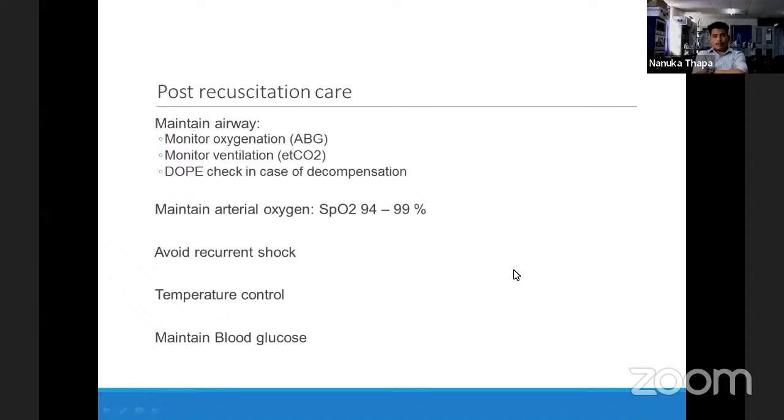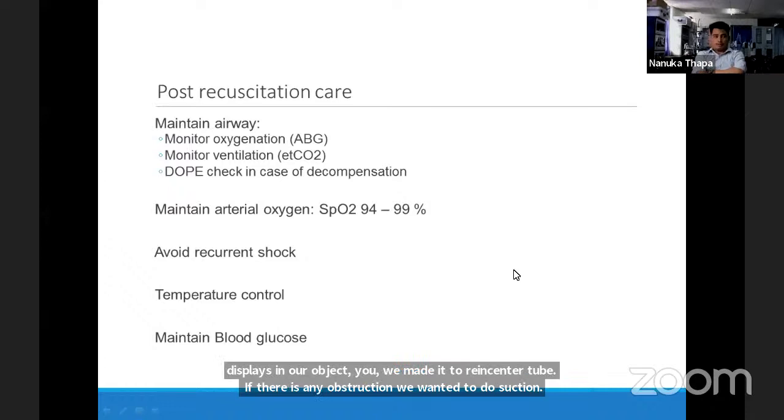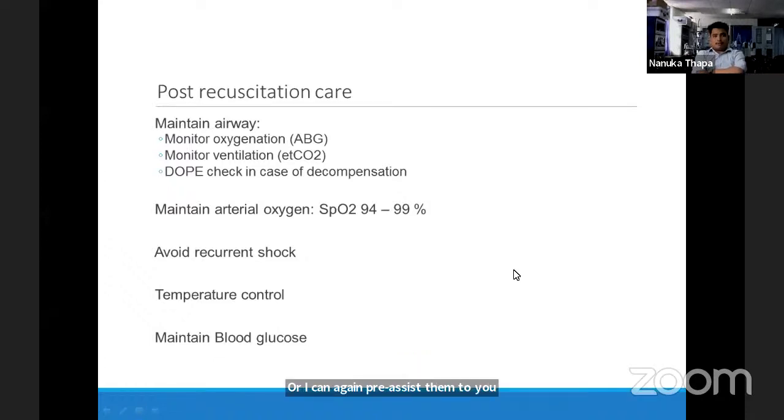So these things have to be assessed. In case of displacement of the tube, we may need to reinsert the tube. If there is any obstruction, we may need to do suction or again reassess the tube for tube functioning. Then for pneumothorax, we need to put an ICD in the patient. And for equipment failures, we have to see whatever failure is there and tackle those equipment failures.